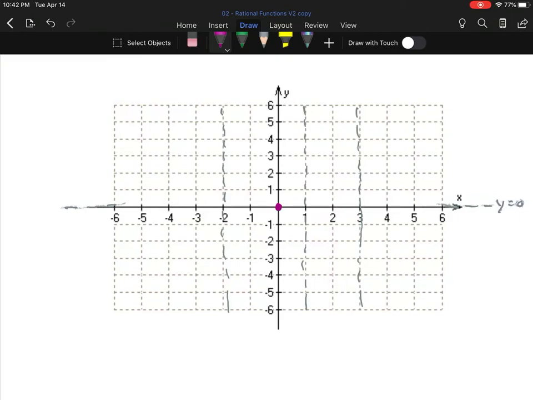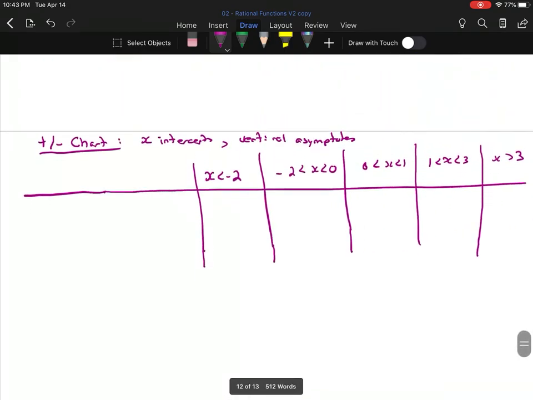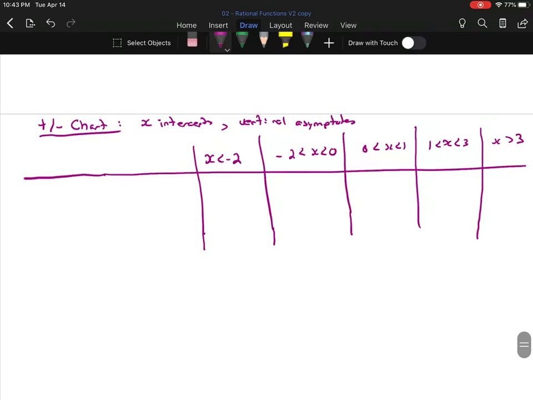You can see, oh, I want to look at before the -2, between the -2 and 0, between 0 and 1, between 1 and 3. I want to know whether it's positive and negative in all those sections. And if you're like, why do I want to know what's positive or negative? Just watch. Let me build the chart, and then you'll see.